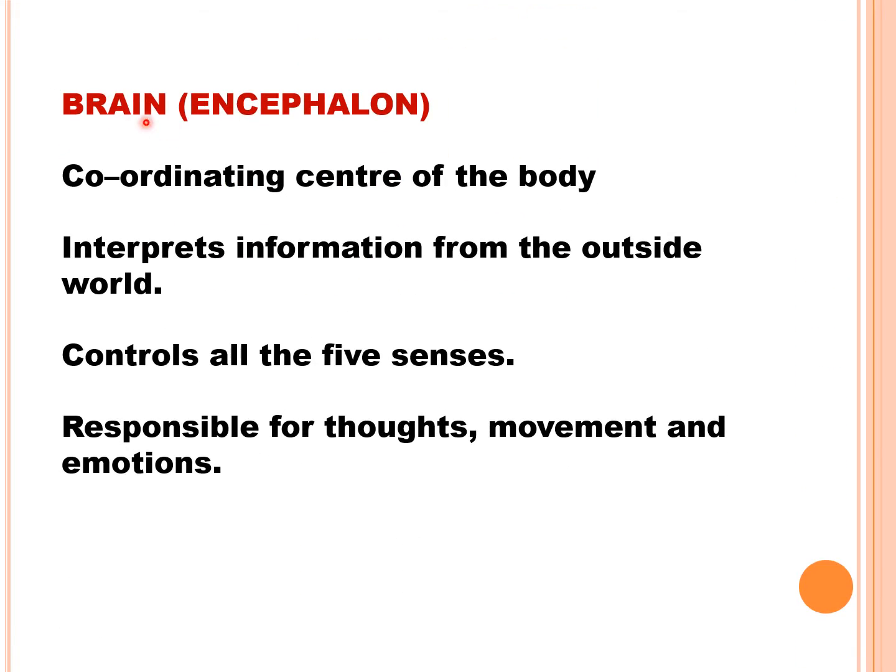The human brain, also called the encephalon, is a very delicate organ. It is the main coordinating center of the body because it controls all the functions of our body. The brain also interprets information from the outside world. It controls all the five senses. It is responsible for emotions, thoughts, and movement.